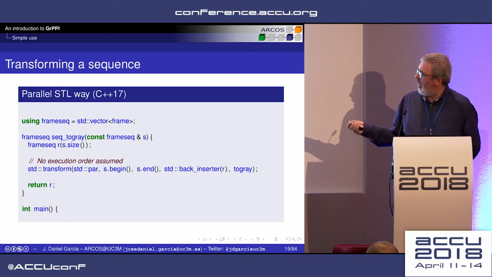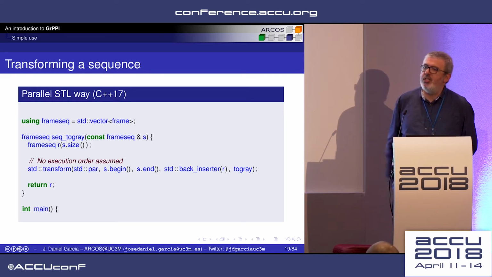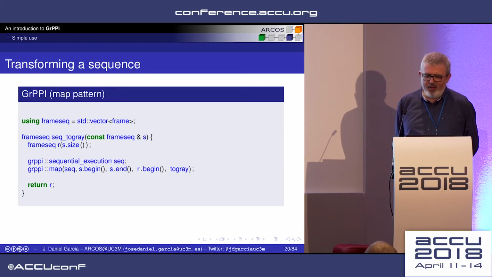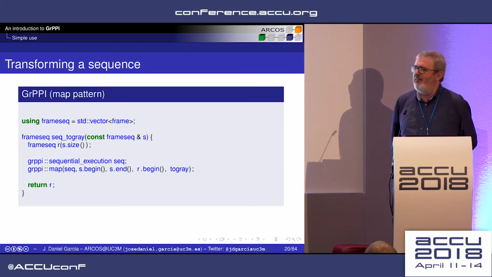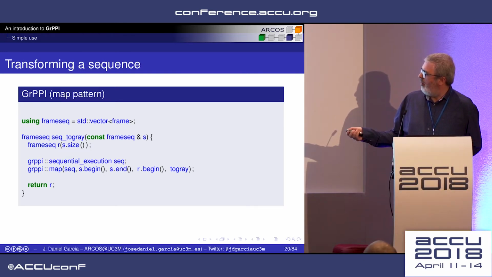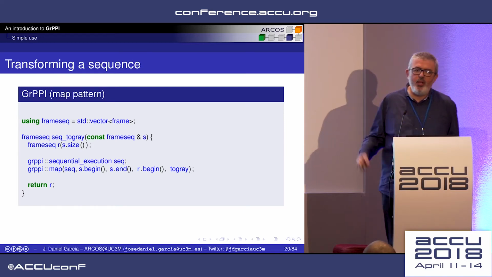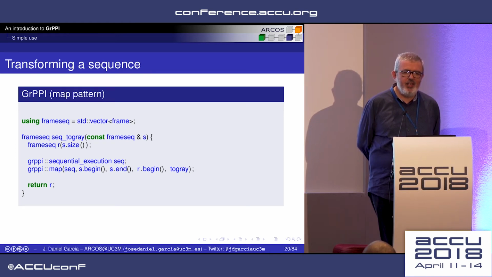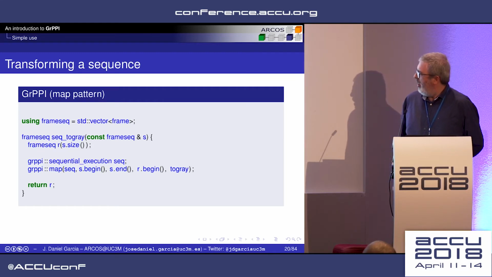Okay, but in our library, you can use the pattern map, which is quite similar to a transform. Very, very similar, so it has very little differences. And just use one of our policies. This is the sequential policy. So if you compare this with the parallel STL, there is really nothing new. Or you can use here a lambda, of course.